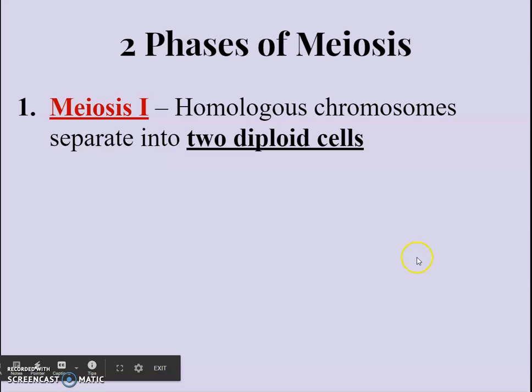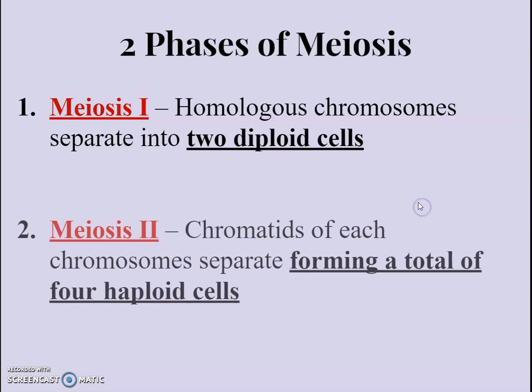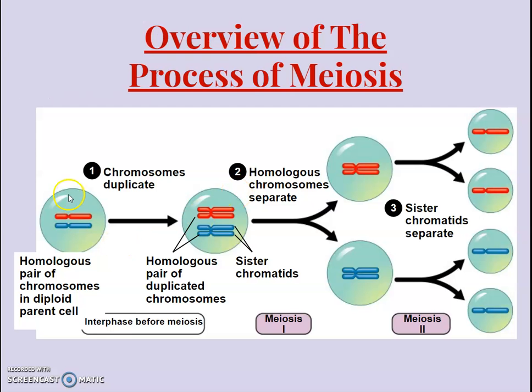So let's look at the 2 phases. We have meiosis 1, and that's where the homologous chromosomes are going to separate into 2 diploid cells. So they're still diploid at that point. And then meiosis 2 is going to take those chromosomes, separate them apart, and form 4 haploid cells. So if you remember, you see from here, you end up with 2 diploids, still have 2 chromatids in each of these, and then you end up with 4 haploid, or half the DNA in those.